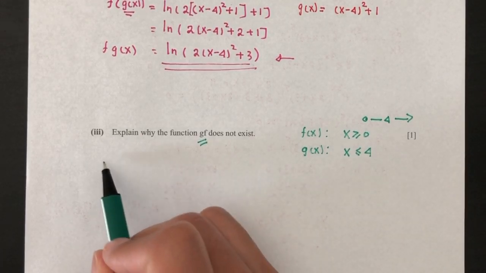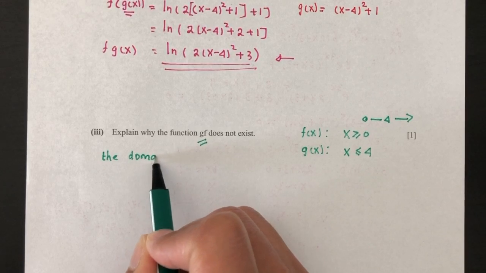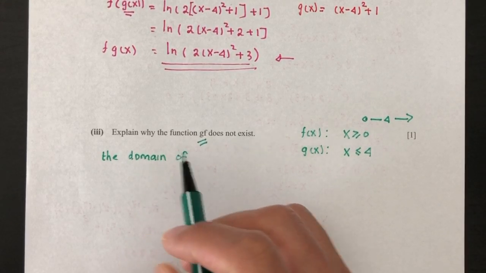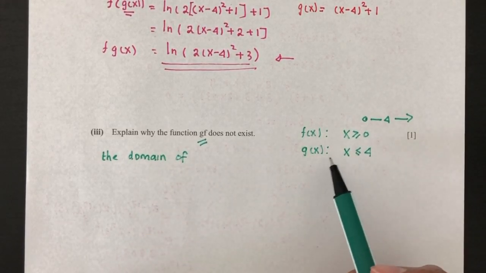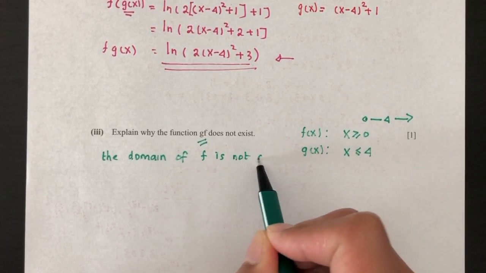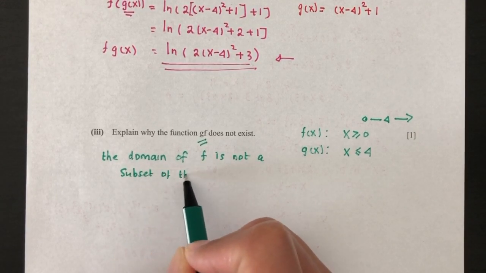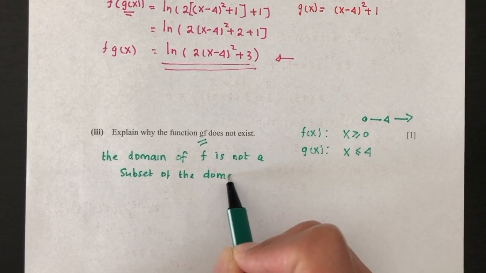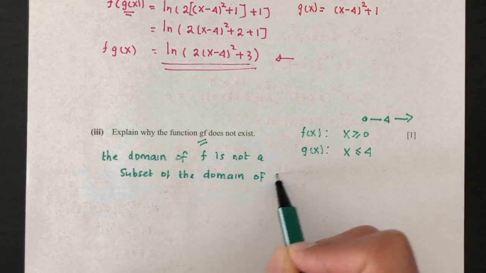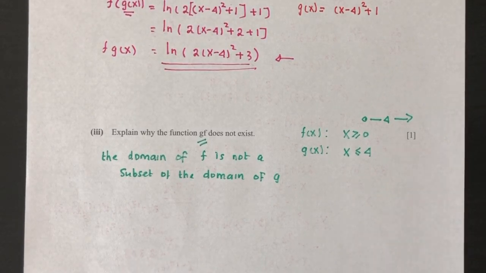So let's write this down. So the domain of, you can write anything, let's say domain of f is not a subset of the domain of g. That's why it does not exist. So that should be it for your question number 11.